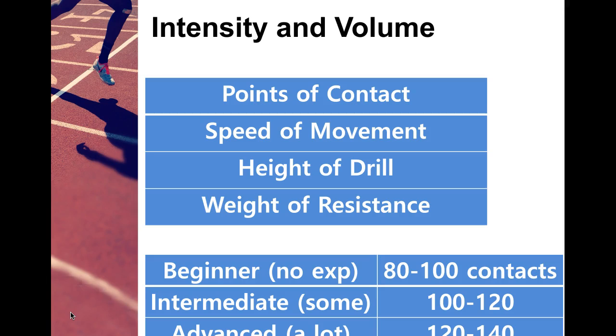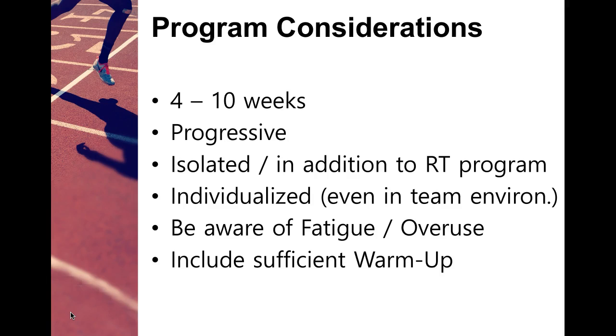So intensity and volume, points of contact, speed of movement, height of drill, weight resistance. Beginner, no experience, 80 to 100 contacts. It's everything. People don't realize speed per contact as well. So when you're doing sprints, it's a plyometric movement. Intermediate, 100 to 120, and advanced, 120 to 140. Program considerations, 4 to 10 weeks.